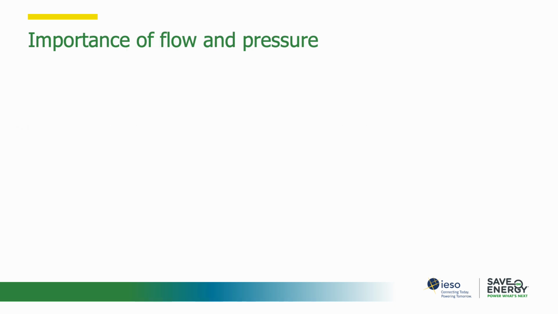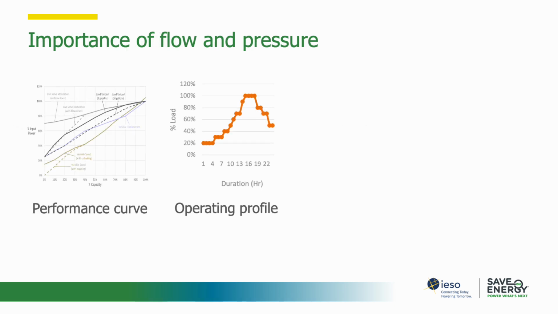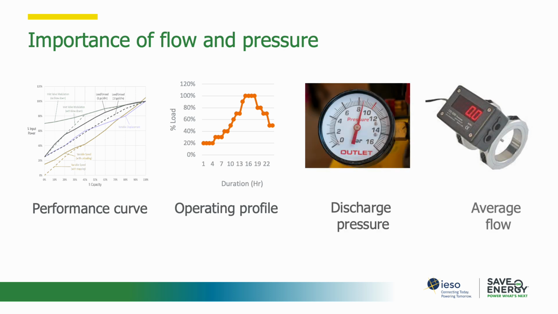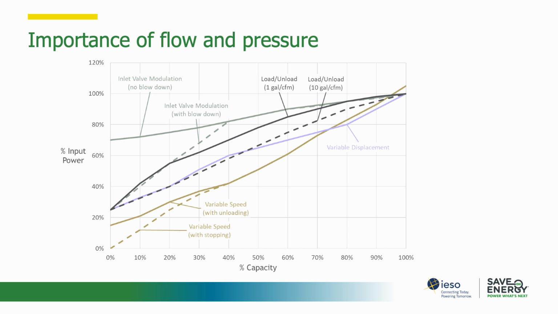In addition to total energy consumption, it's good to know the demand your compressed air system is servicing, specifically the discharge pressure and average flow. This is important because estimating energy savings may require you to establish where you were on your compressor's performance curve before and after those changes.